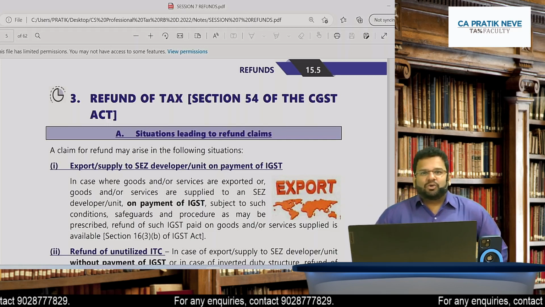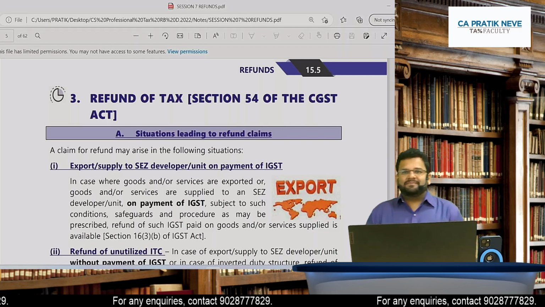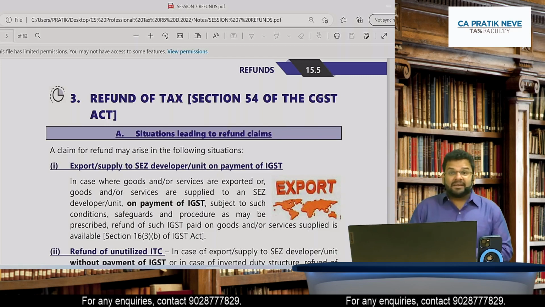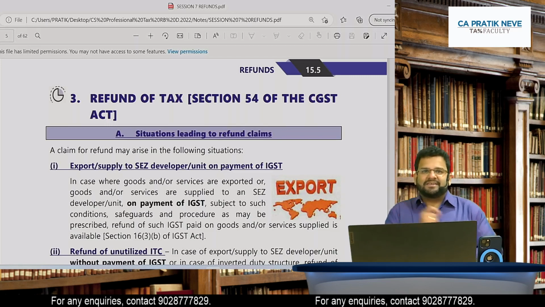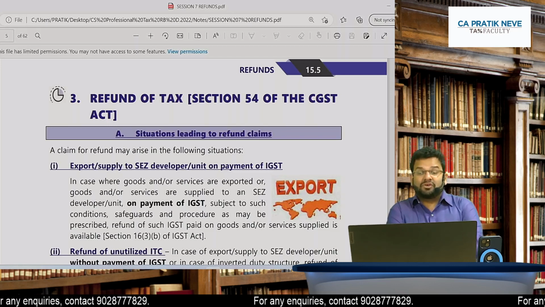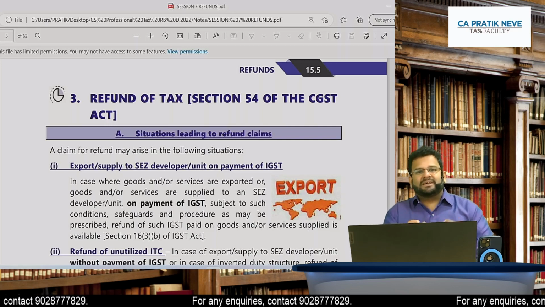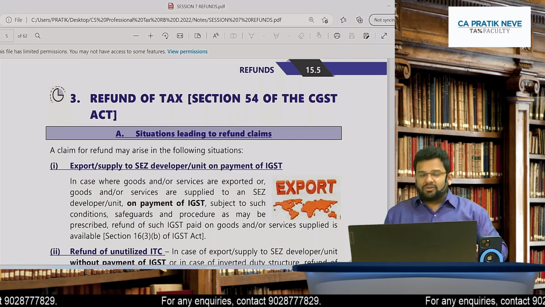Are you all set to do today's topic? Please let me know in the chat window quickly. Today's topic is refunds under GST. We have to look at this topic very logically. It's a nice topic. There could be some computation based things in this topic, so better sit with your calculator.